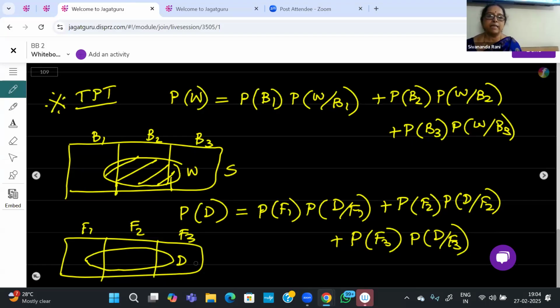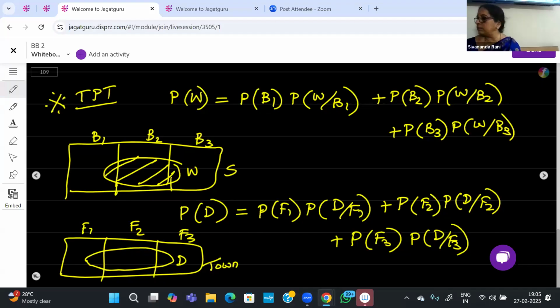For example, say there is a town in which there are 3 factories. The items are produced only from these factories. That means these factories span the town. There is nothing else there, no other factories. Only these 3 factories are there. That is the situation. That means the union of these factories spans your town, right? And D is a sub-event of that. So in contexts like this, the total probability theorem is very useful.